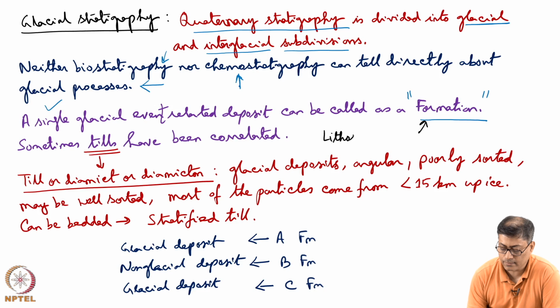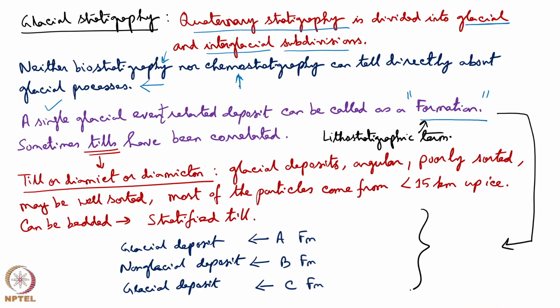Formation is a standard lithostratigraphic term. As an example, suppose there is a glacial deposit at the bottom, then I can call it C formation. Over that lies a younger non-glacial deposit, we can call it B formation, and the youngest is another glacial deposit, so we can call it A formation. What has happened? The glacial deposits were designated as formation, the lithostratigraphic fundamental unit, and the non-glacial unit also has been named as a formation. This is the meaning of this sentence.